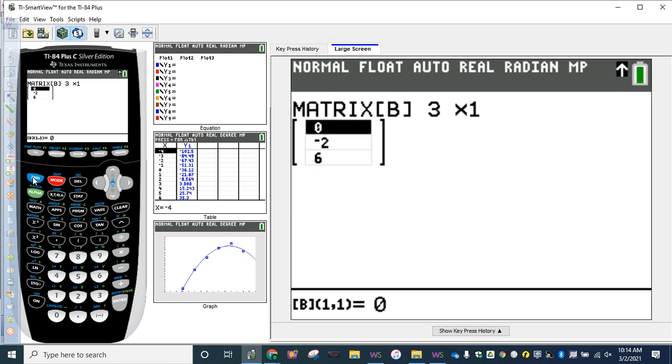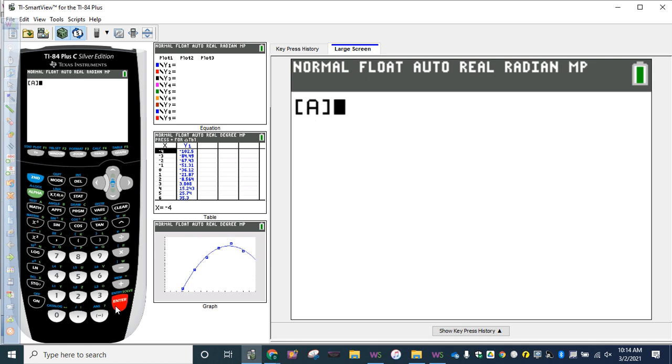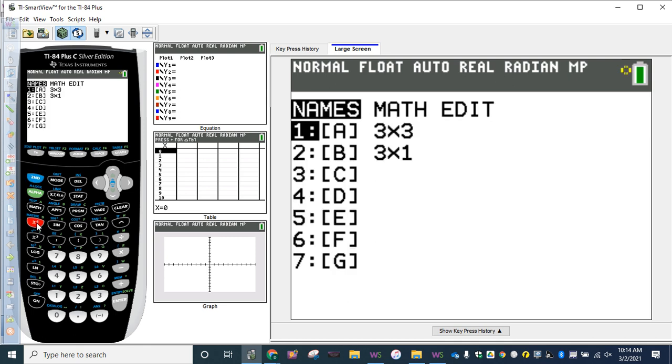Then we hit second, x to the negative 1. You want to enter your 3 by 3. I'm in the name screen right now. That's the key. I hit enter, then I hit my inverse button, just x to the negative 1, so it looks like an exponent of negative 1 on the A matrix. Then we go second, x to the negative 1 again, down to the B, and enter twice.